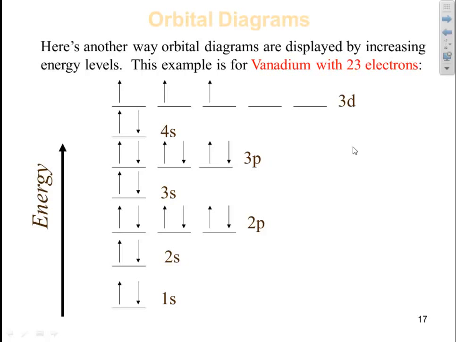Now notice that I have 3 electrons that are unpaired in that d level. We're going to bring this up again coming up in the next slide or two.